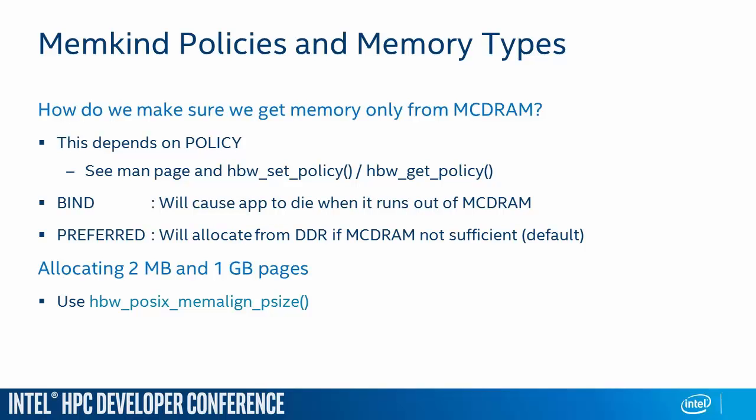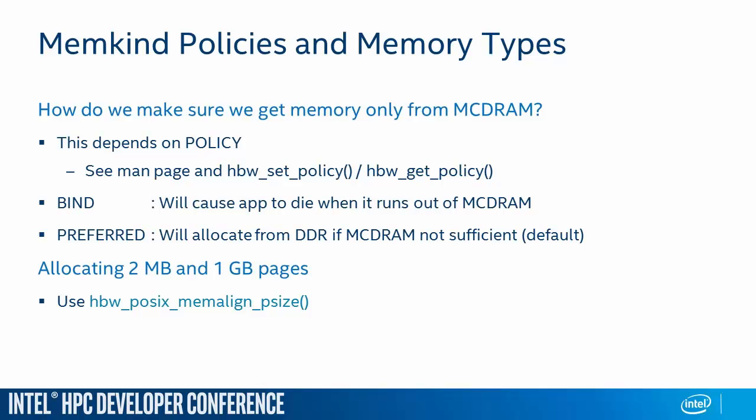Right, and so this is going through here about the different policies. You can set it to bind or preferred, and we talked a bit about that already, but you can also allocate from 2 megabyte and 1 gigabyte pages. You have to pre-allocate those through your operating system with the hugetlbfs, but if you're using hugetlbfs, you can access high bandwidth memory with huge pages or gigabyte pages that way.